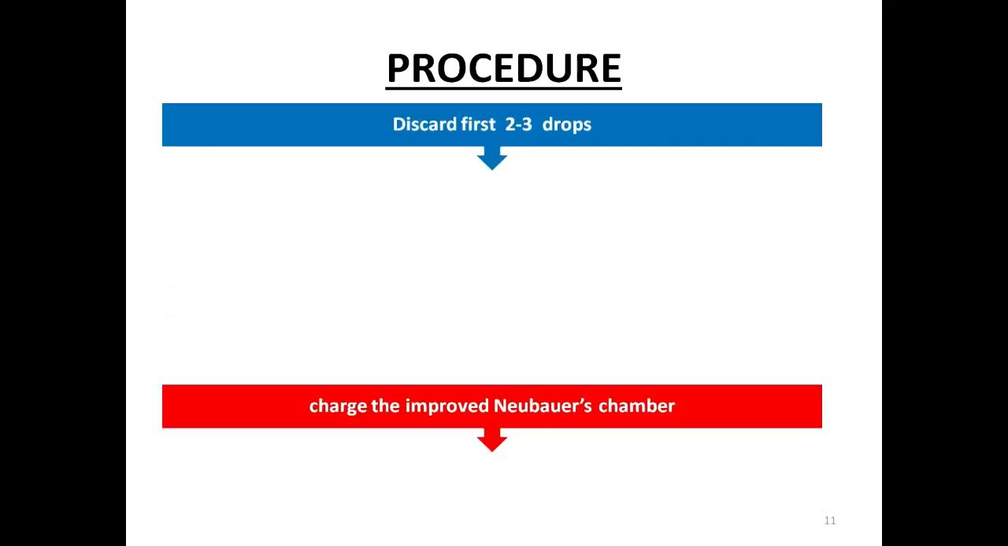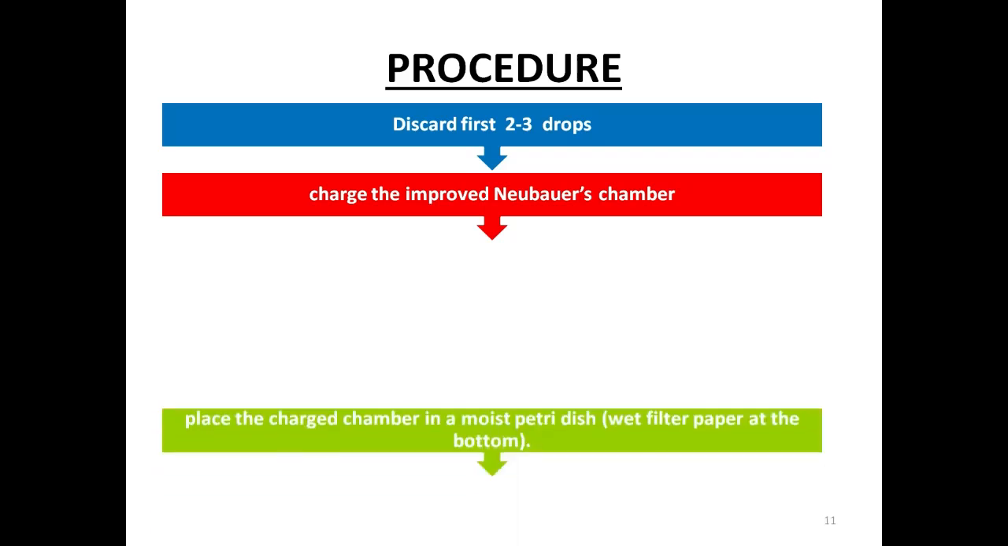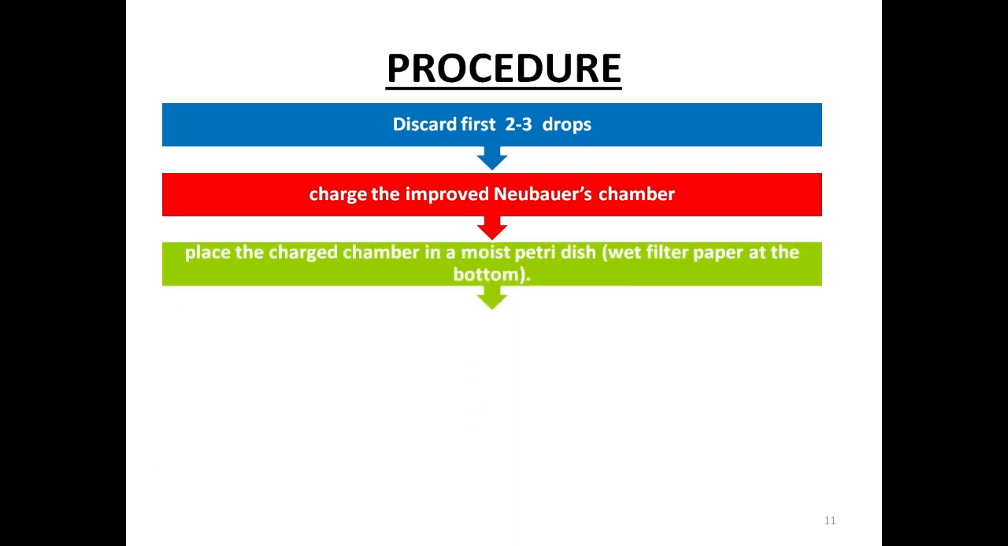Discard the first 2 to 3 drops. Then charge the improved Neubauer chamber. Then place this charged chamber in a moist petri dish. What is this? You take a petri dish, place a filter paper in it, and then wet the filter paper using drops of distilled water. This I have shown in the video. And then you place the charged improved Neubauer chamber in this wet petri dish.